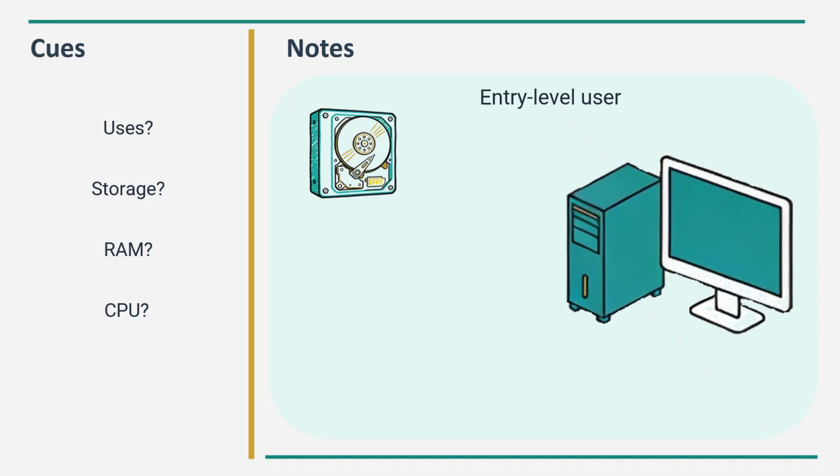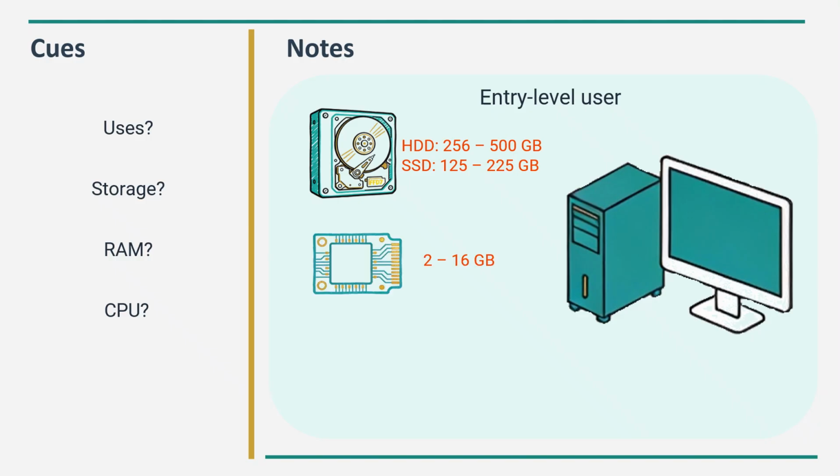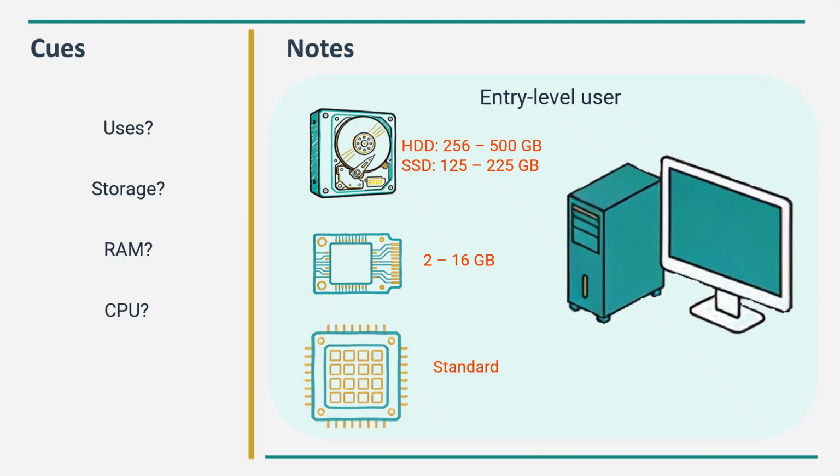When they look at storage, they might look at an HDD between 256 and 500 GB, or an even smaller built-in SSD between 125 and 225 GB. For RAM, they will opt for anything between 2 to 16 GB, and a general standard CPU would be enough. The cost is low and the machine is reliable enough for everyday light use.